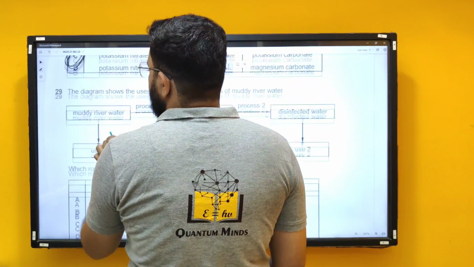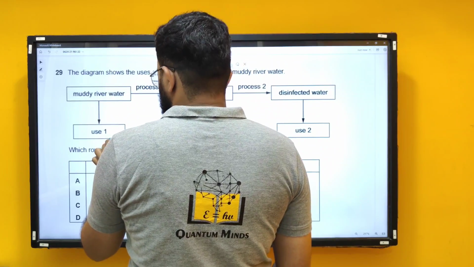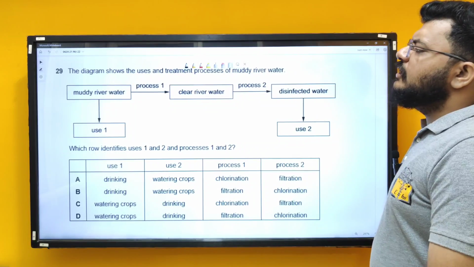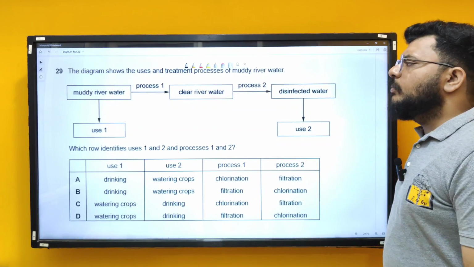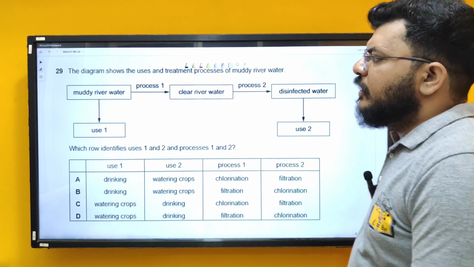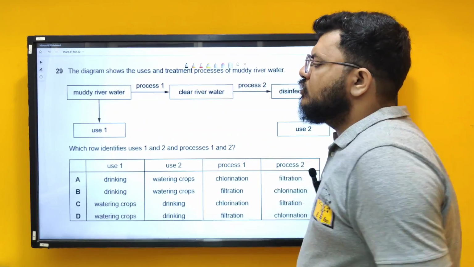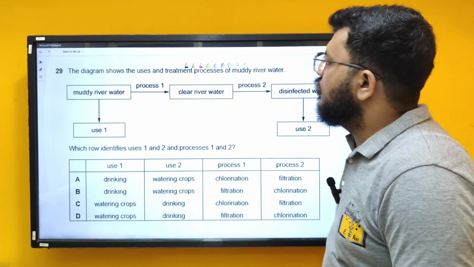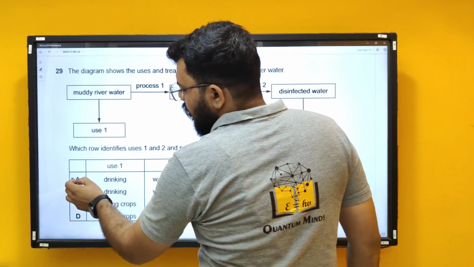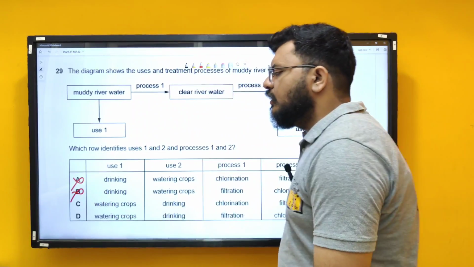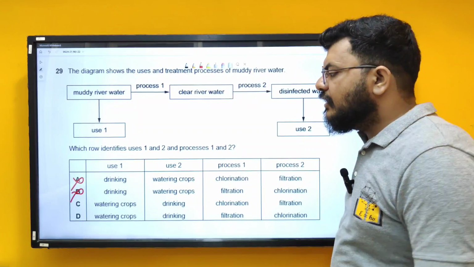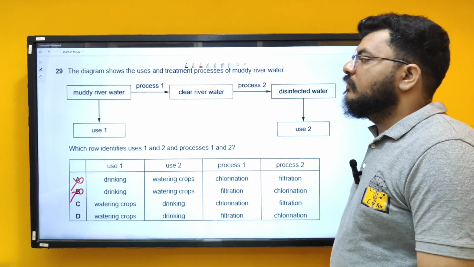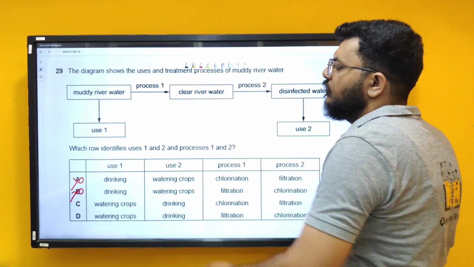Now let's find question number 29. The diagram shows the uses and treatment processes of muddy river water. So muddy river water can be directly used for something. Okay, let's find out. Drinking, no. Watering crops, yes. So right away option A and option B cannot be chosen, right? Because drinking cannot be done for muddy river water. You can't drink muddy river water.